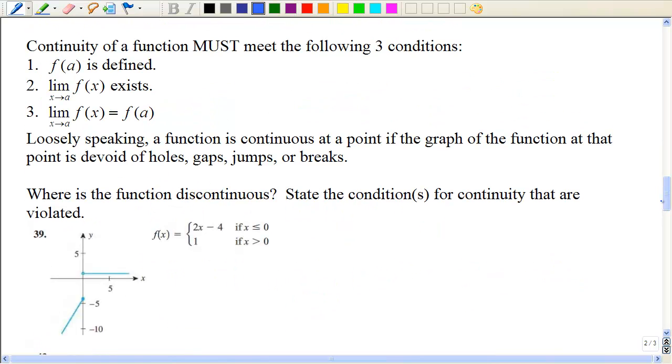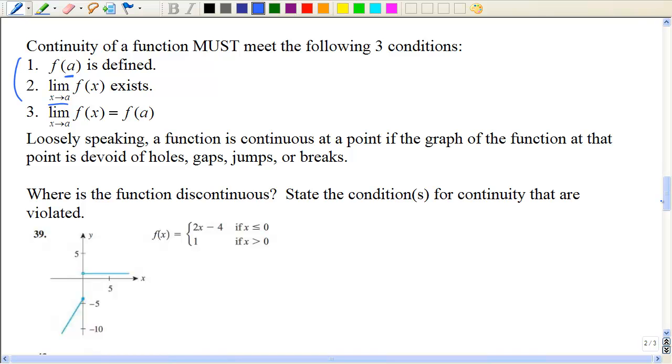The next thing we need to talk about is continuity. And you really, really need to know these 3 different conditions, right? Continuity, something continuous. Okay? The function has to be defined at whatever a value you're talking about. The limit as x approaches a has to exist, and those two things have to be the same.